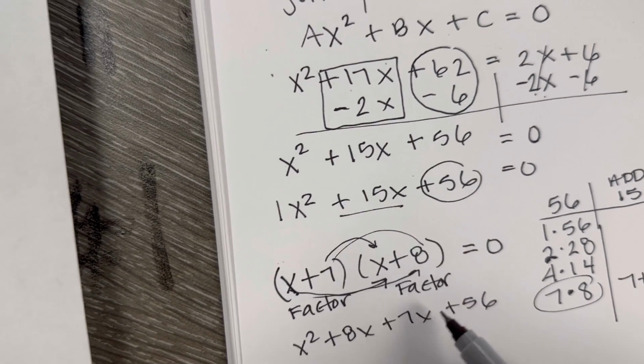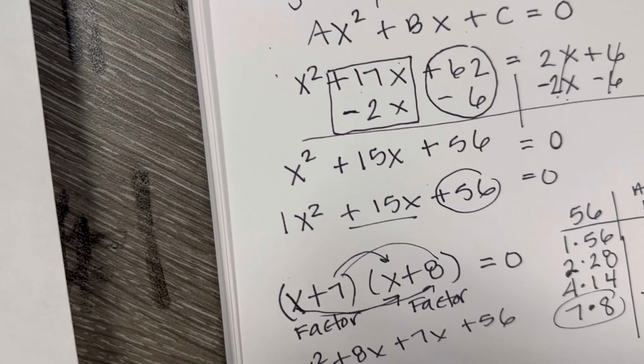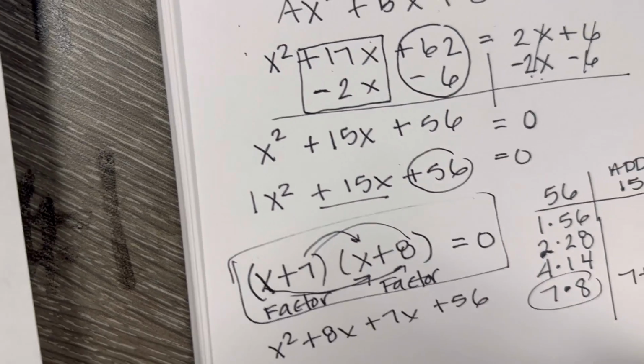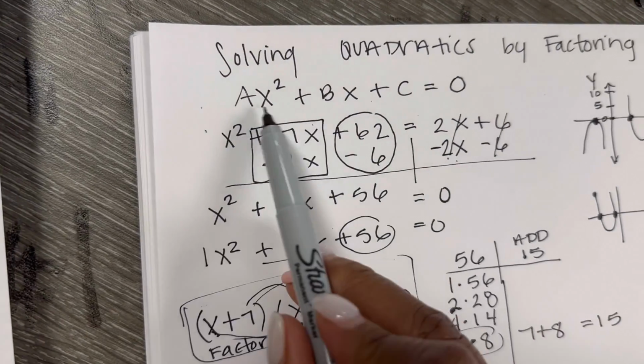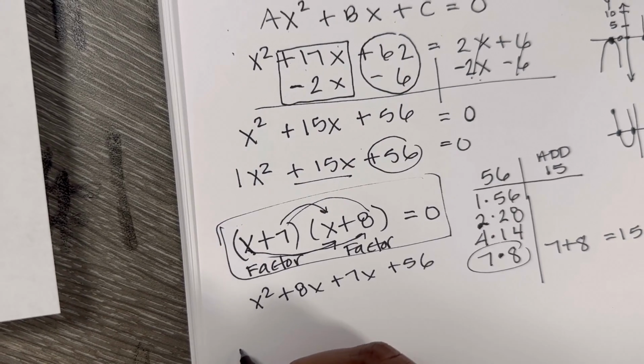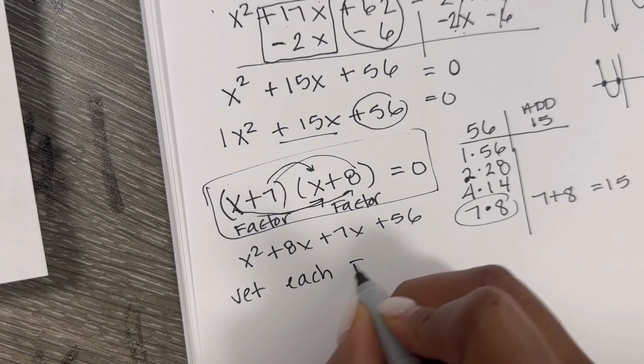So you did it correct. So make sure you always check your work. I want to see arrows on your paper. But these are your two factors. This is great, but it's asking for the x value, okay? The x-intercept. So what we need to do next is set each factor equal to 0.